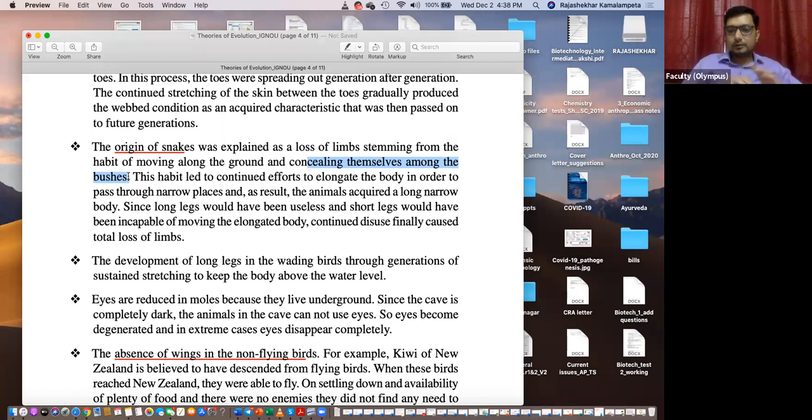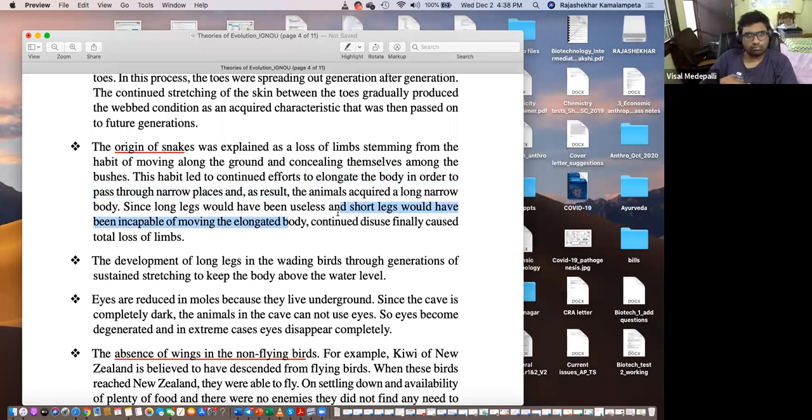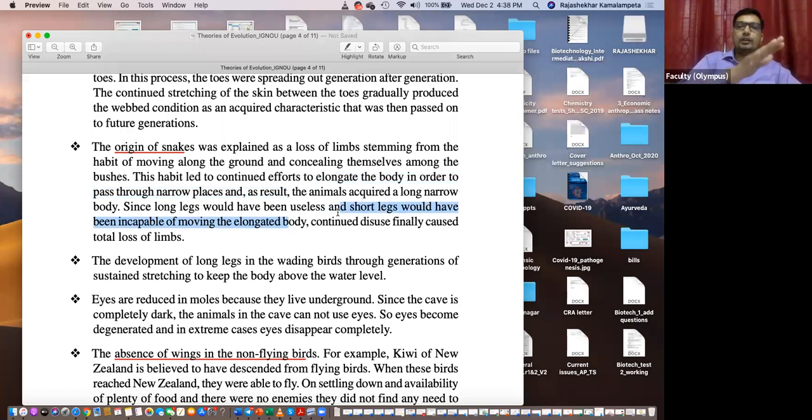So, disuse of organs. Organs were lost. This is what he thought. This habit led to continued efforts to elongate the body in order to pass through narrow places. As a result, the animal acquired a long, narrow body and got rid of the legs. Since legs would have been useless, or it was disusing them and mostly using the body for movement, the body got stretched and legs were lost. That's how he thought snakes probably evolved.